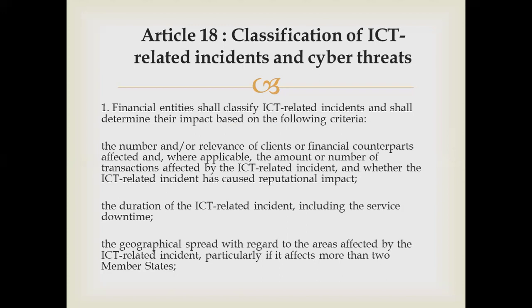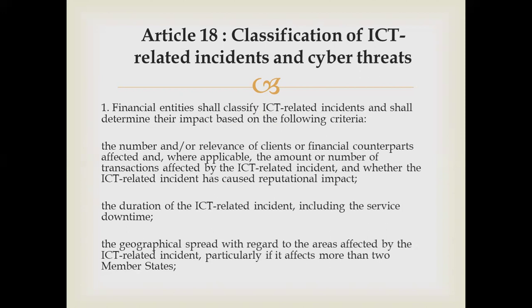So all incidents cannot be graded at the same level. You have to look at the number or relevance of clients or financial counterparts affected, and where applicable, the amount or number of transactions affected by the ICT-related incident, and whether the ICT-related incident has caused reputational impact. So how many customers were affected versus your total number of customers? How many stakeholders were affected versus the total number of stakeholders? How many transactions were affected versus the total number of transactions? So you have to look at that. You have to look at the reputational impact also. What impact has that incident had on your reputation in the market? Okay, so that is one way to classify an ICT-related incident.